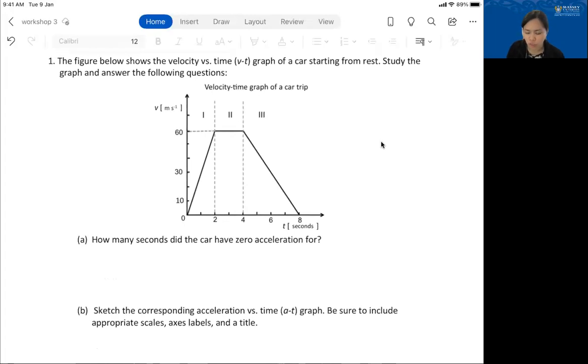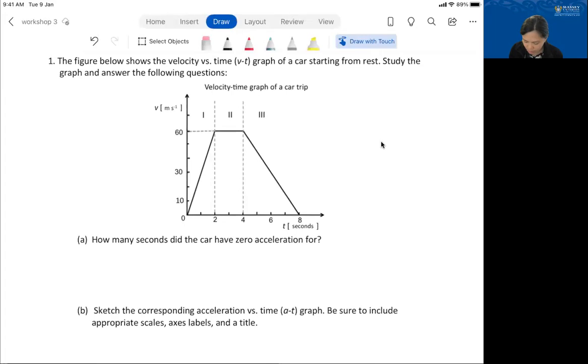So the first question, you're given a velocity time graph for a car trip, so that the y-axis is velocity in meters per second, and the x-axis is time. How many seconds did the car have zero acceleration for?